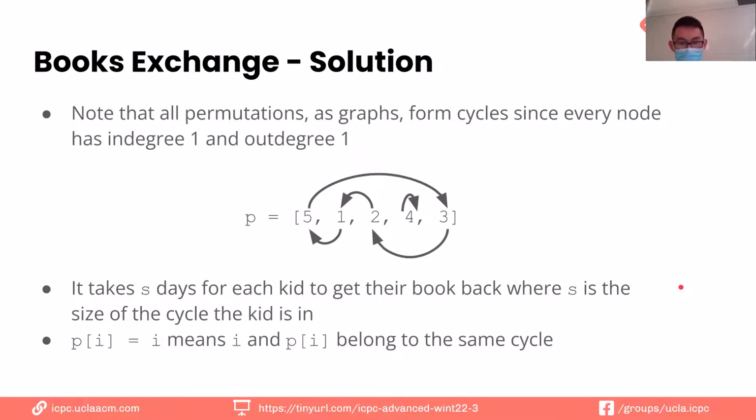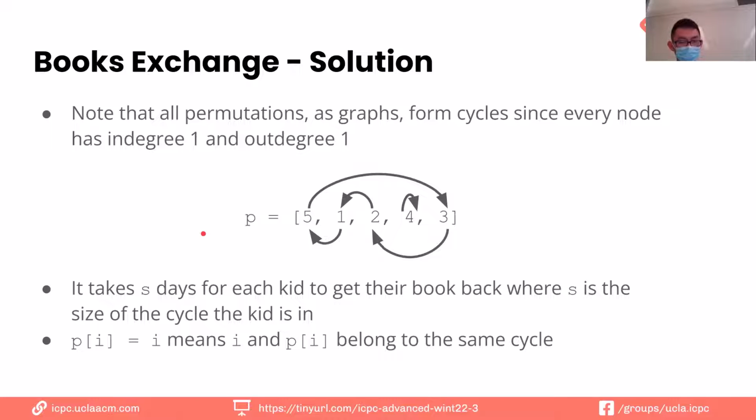If you look closely or think closely, you can see that all permutations, when you draw them as a graph, form disjoint cycles. And you can see that in this diagram. So 5 goes to 3, goes to 2, goes to 1, goes back to 5. So that's a cycle. And then 4 goes to itself. So that's also a cycle. And these cycles are disjoint.